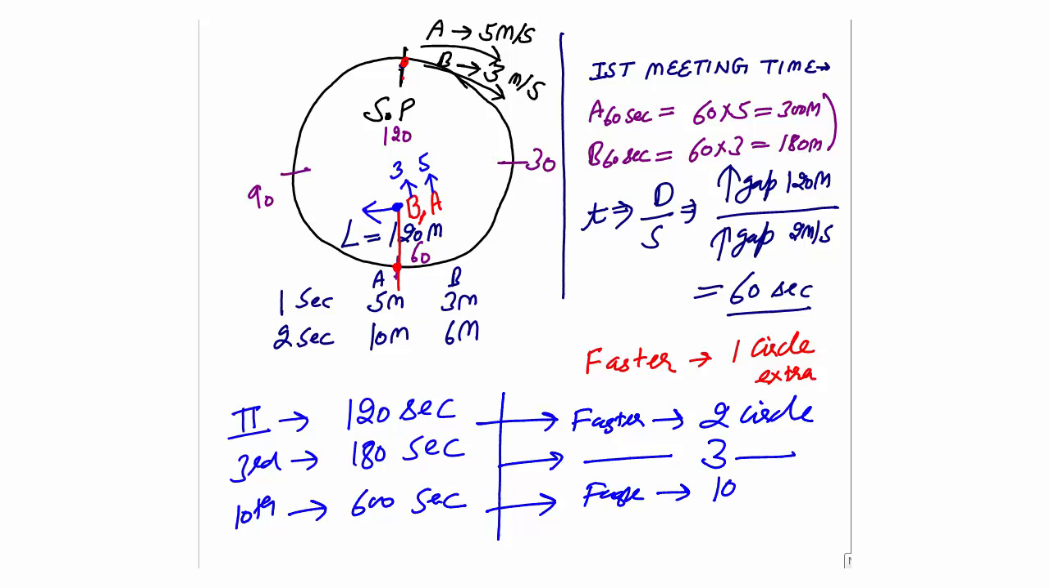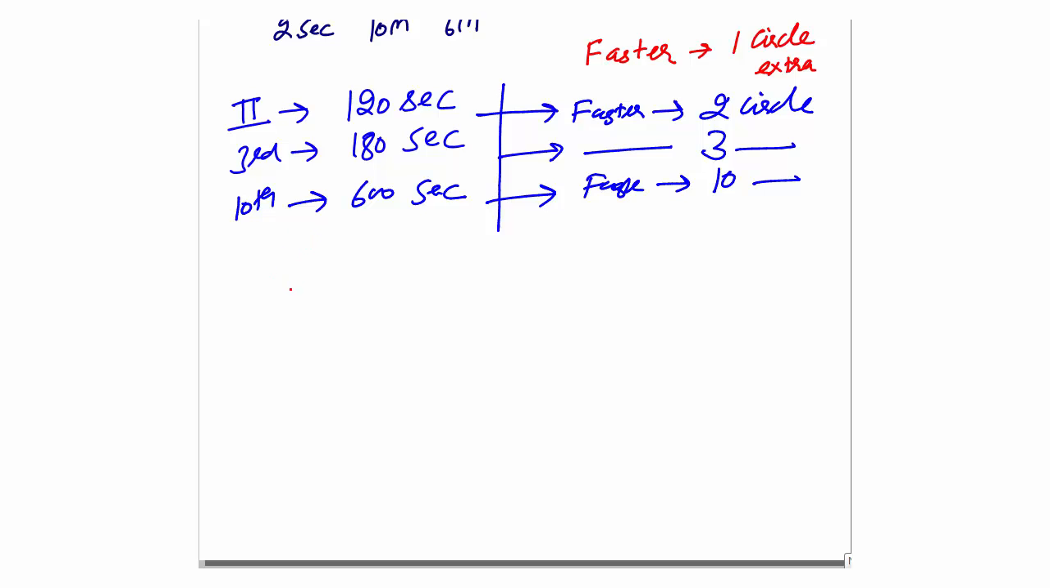So the same concept will apply whenever the meeting takes place. The faster one, that is A, will cover one circle extra than B for each and every meeting. Now you can check that in 600 seconds A has covered 10 circles extra than B. In 600 seconds A will cover a distance of how much? In 600 seconds A will cover 600 into 5, that is 3000 meter.